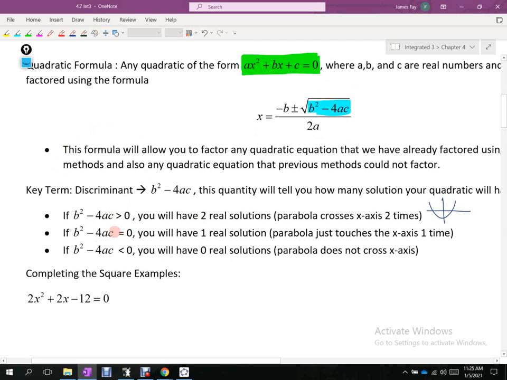If this discriminant is equal to 0, if the b squared and the 4ac cancel each other out, what you're going to get is your graph just touching your x-axis 1 time. And when it touches your x-axis just 1 time, it touches at the vertex. So that's some nice relationships there.